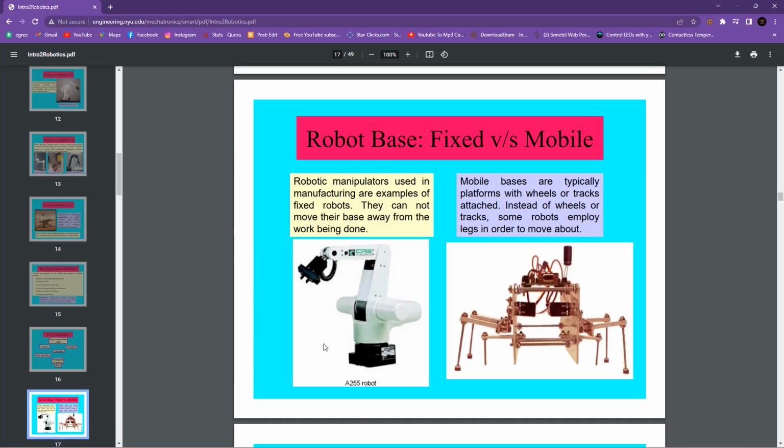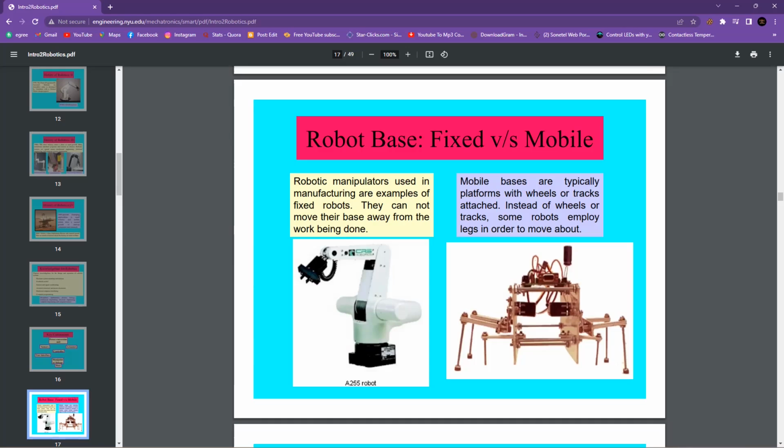And if you want to see some of these robots, you need to go to the automobile factories, those industries that manufacture cars or vehicles. That is where you are going to see most of these things.